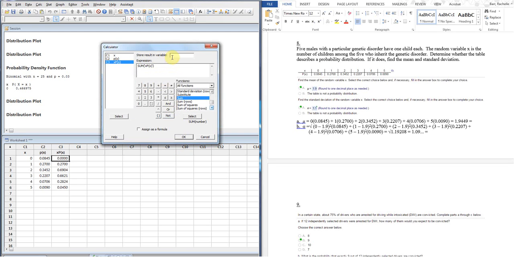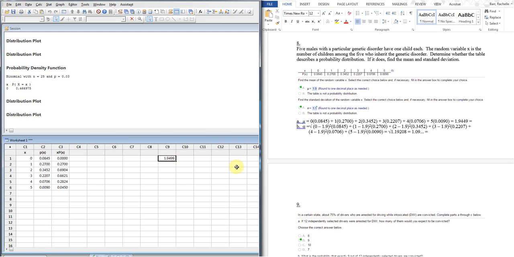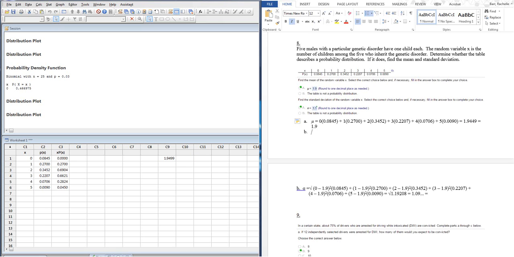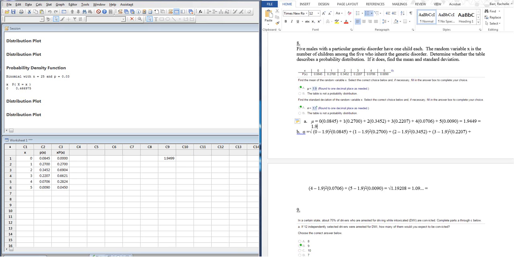Too few terms. Oh, I got to tell where to store it. I forgot to do that. Sorry. Let's put it in, I don't know, C9 for fun. There's my sum. Okay, and then I would need to round this to one decimal place, so 1.9 would be my answer. Ta-da! Ooh, wow, that was a bad decision. Let's just go ahead and undo that.